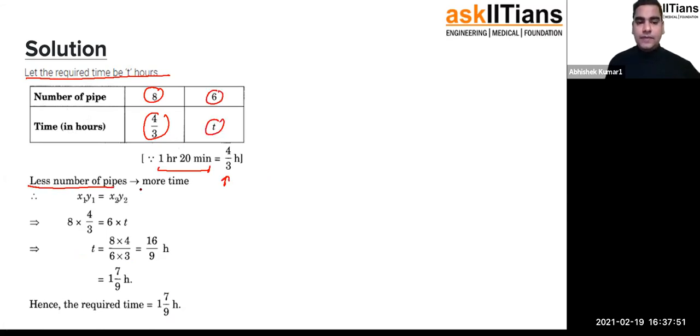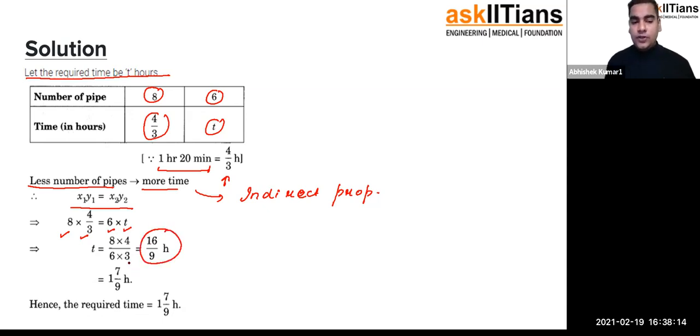Since lesser number of pipes means more time, this is a case of indirect proportion. So since this is a case of indirect proportion, you will have x1 y1 is equal to x2 y2. X1 is 8, y1 is 4 by 3, x2 is 6, y2 is T. We have to calculate. After solving it, you got 16 over 9 hours. And if you want to write it in mixed fraction, you will be getting 1 and 7 by 9 hours, which is same as 16 over 9. Clear? Yeah, this is exactly how you can represent the solution in your examination.